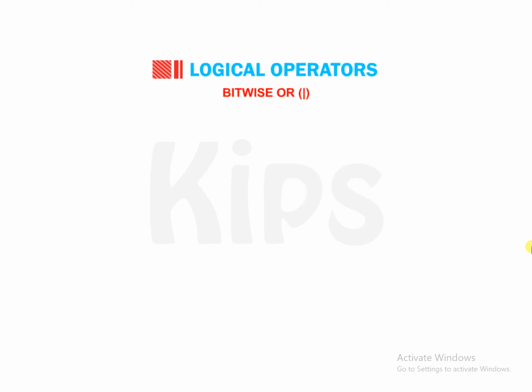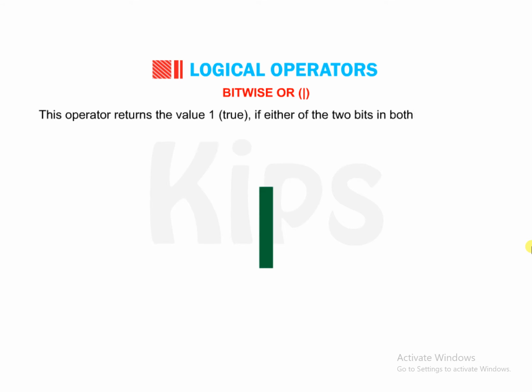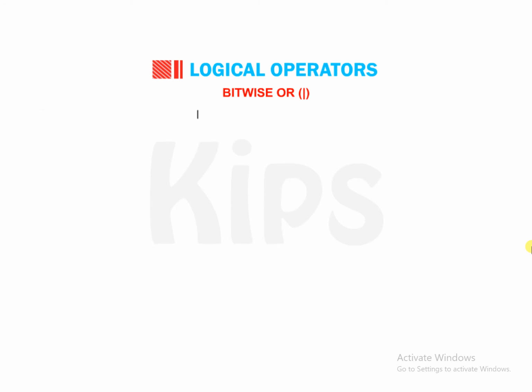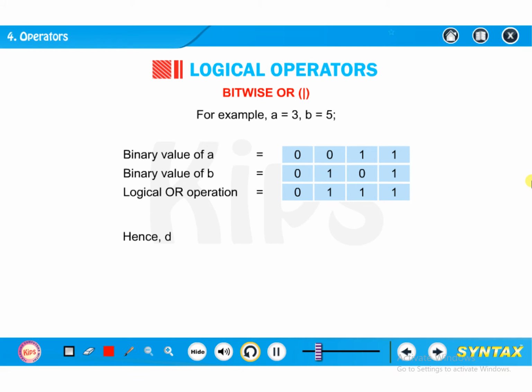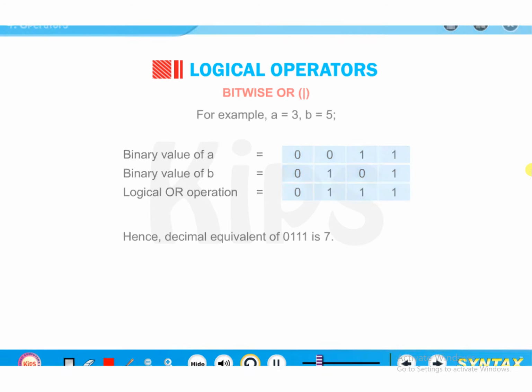Bitwise OR. This operator returns the value 1 (true) if either of the two bits in the operands is 1. For example, A = 3, B = 5. Binary value of A = 0011. Binary value of B = 0101. Bitwise OR operation gives 0111. Hence, the decimal equivalent of 0111 is 7.